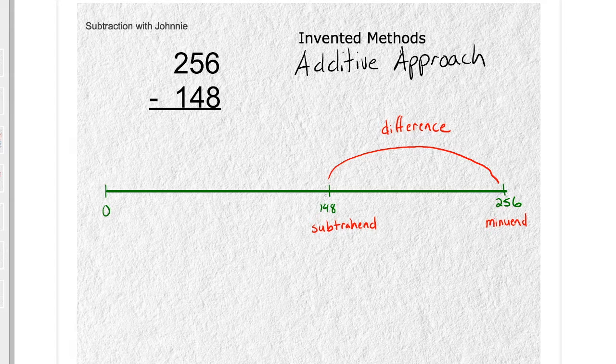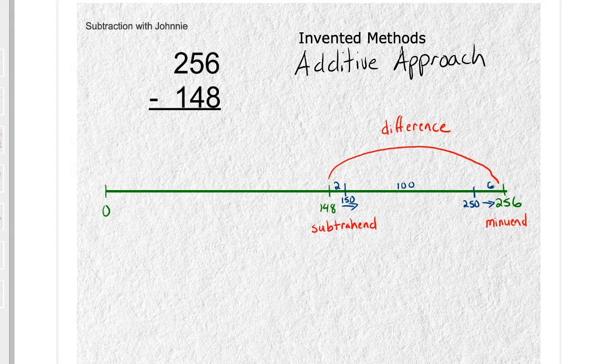And that's where addition comes in. So if we think about addition, we can say, well, I need to add some numbers to 148 to get me to 256. So let's do that. I could add 2 to 148 to take me to 150. I could add 100 more to that 150 to take me to 250. And then I could add 6 more to get me to 256.